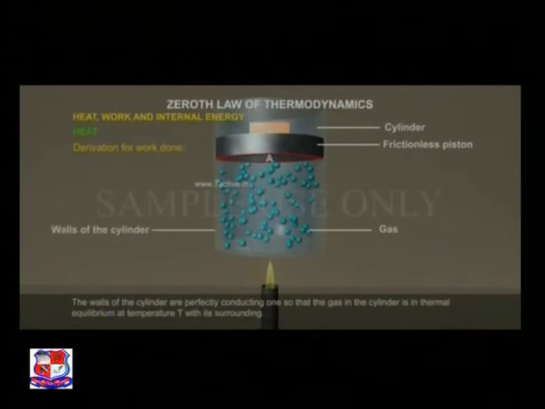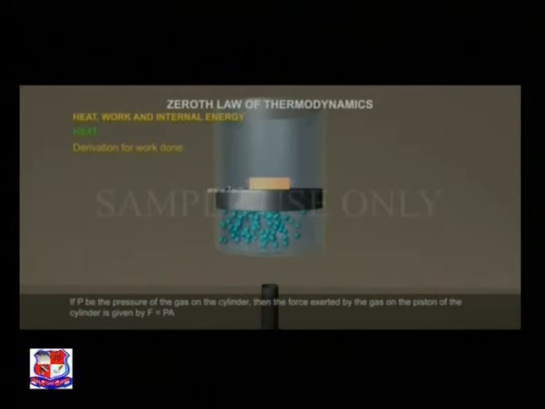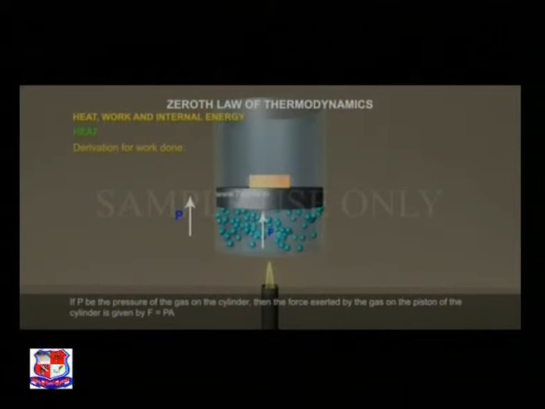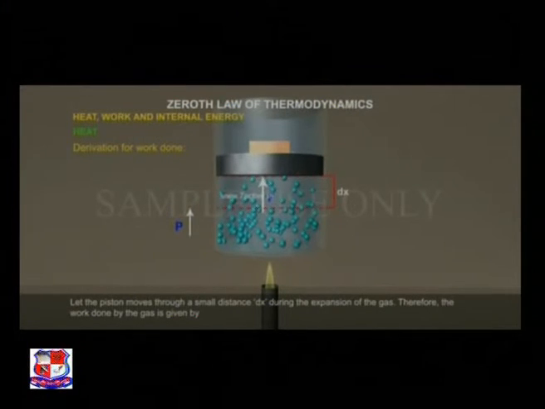The walls of the cylinder are perfectly conducting, so that the gas in the cylinder is in thermal equilibrium at temperature T with its surrounding. If P be the pressure of the gas on the cylinder, then the force exerted by the gas on the piston of the cylinder is given by F is equal to PA. Let the piston move through a small distance dx during the expansion of the gas.